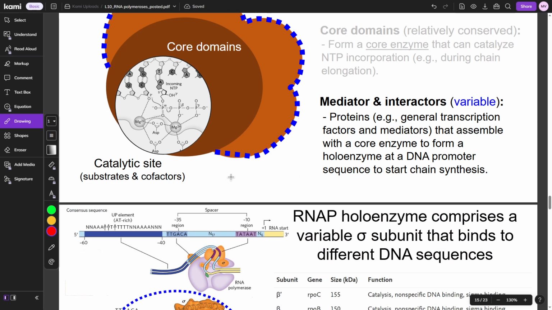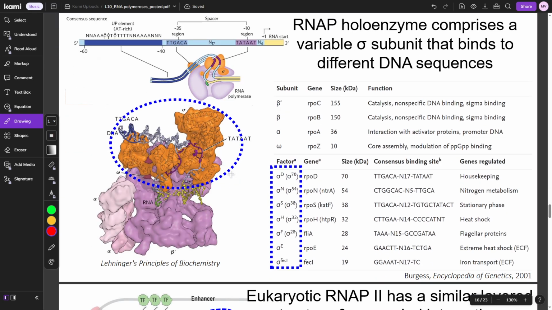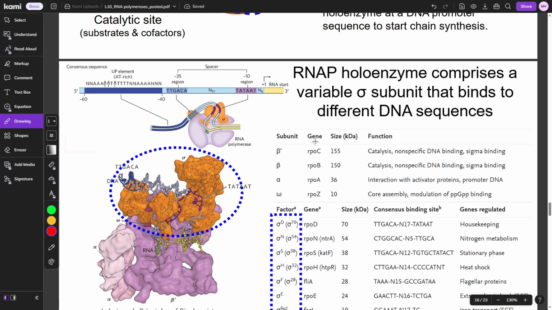For the final one, we have the mediator/interactor. Honestly, you shouldn't have to memorize any of these. What you should know, though, is that this is very nonspecific. It changes from organism to organism, and there's a whole bunch of different subunits that bind to different DNA sequences. So there's a whole bunch of random stuff. This sigma subunit is an example of one of those.